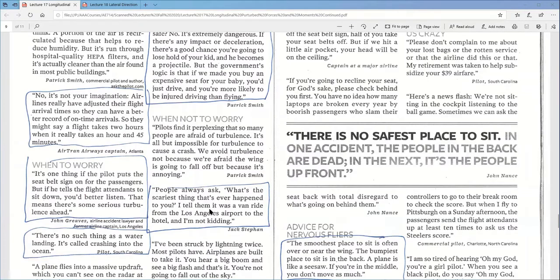He's saying it's much more frightening to be in the van on the freeway in LA than it is to be flying in an airplane. It's one thing if the pilot puts the seatbelt sign on for passengers, but if he tells the flight attendants to sit down, you better know that something's happening. This is related to the Hudson River landing. There's no such thing as a water landing. It's called crashing into the ocean.